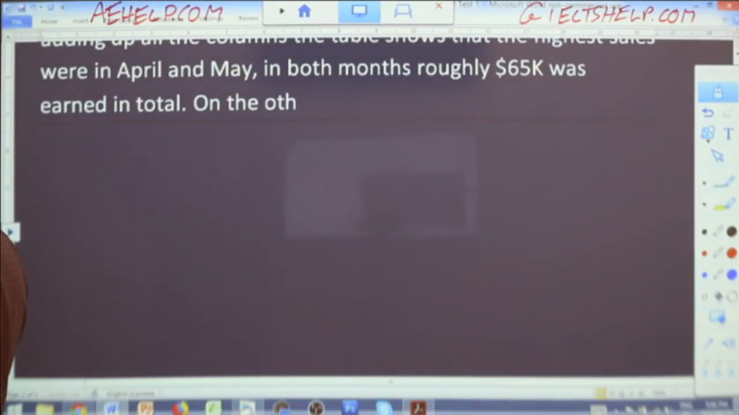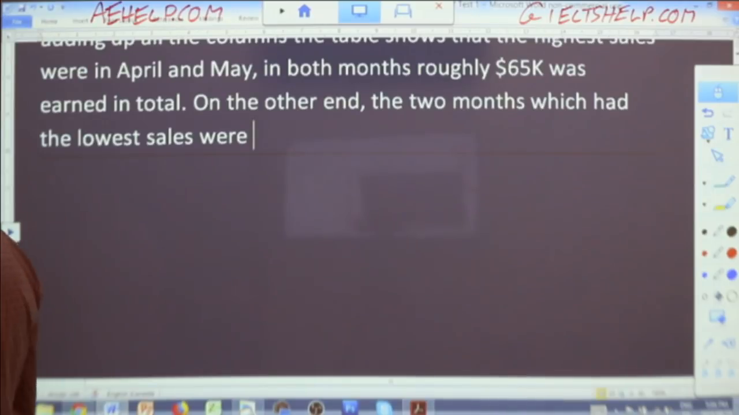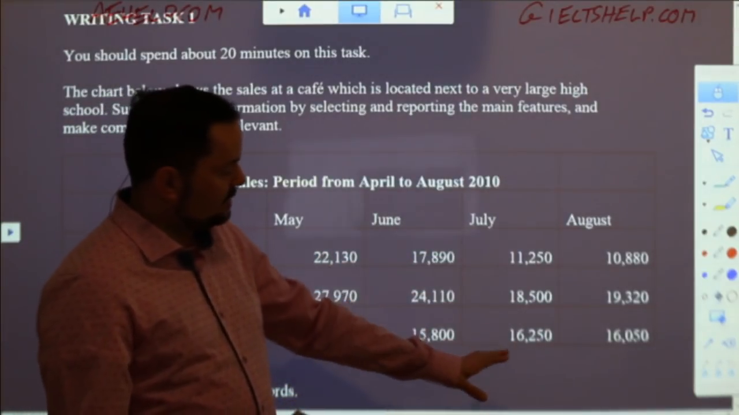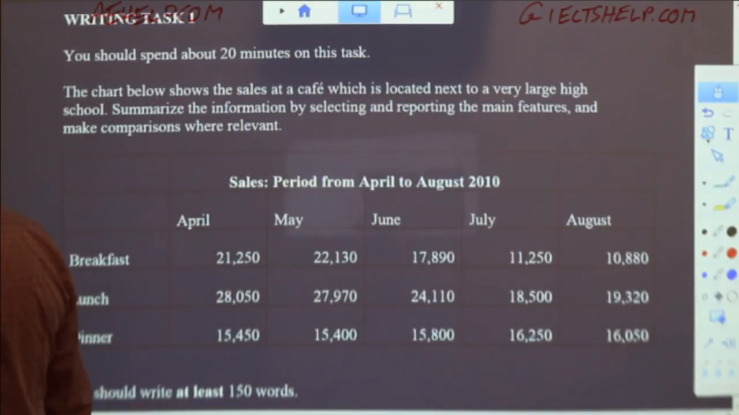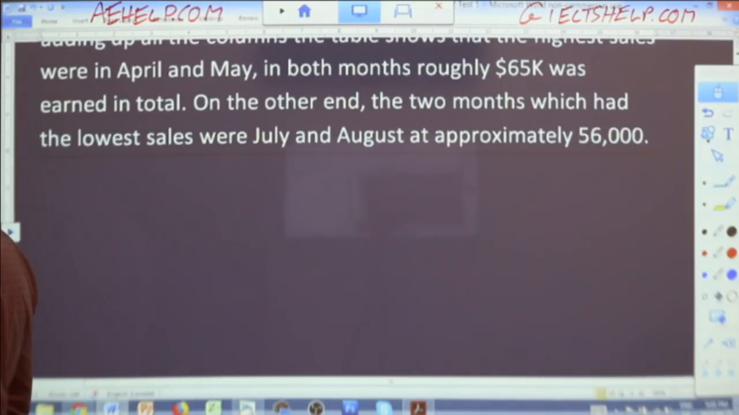On the other end, the 2 months which had the lowest sales were July and August. And what did we say? 11, 19, that's 40, 56, roughly. July and August at approximately $56,000. Sure. Okay, that looks good.